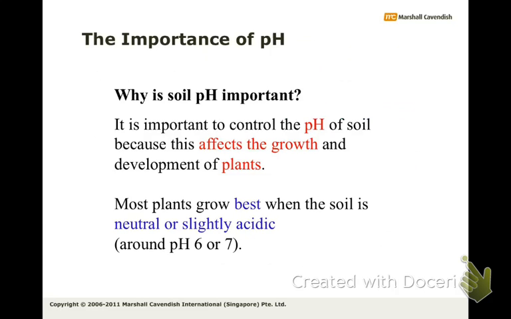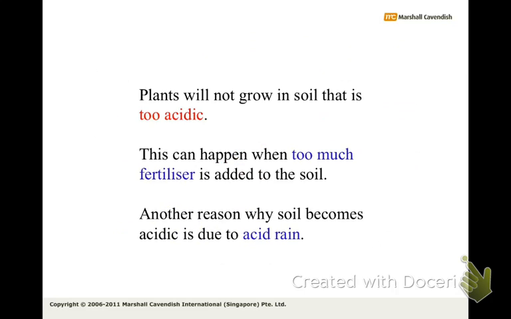Now, why is pH important? This one, please take note. Usually it will come out in MCQs. Soil pH is important because it affects the growth and development of plants. Plants grow best when the soil is neutral or slightly acidic, probably about pH 6 or 7. Plants will not grow in soil that is too acidic, obviously, because the roots will crumble.